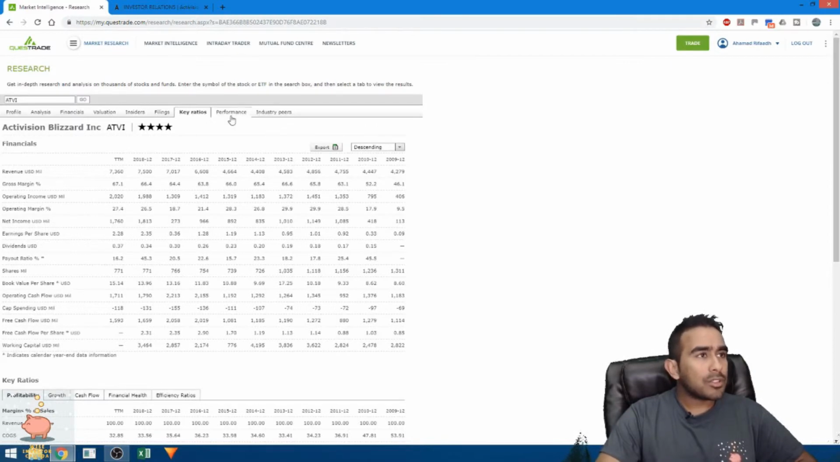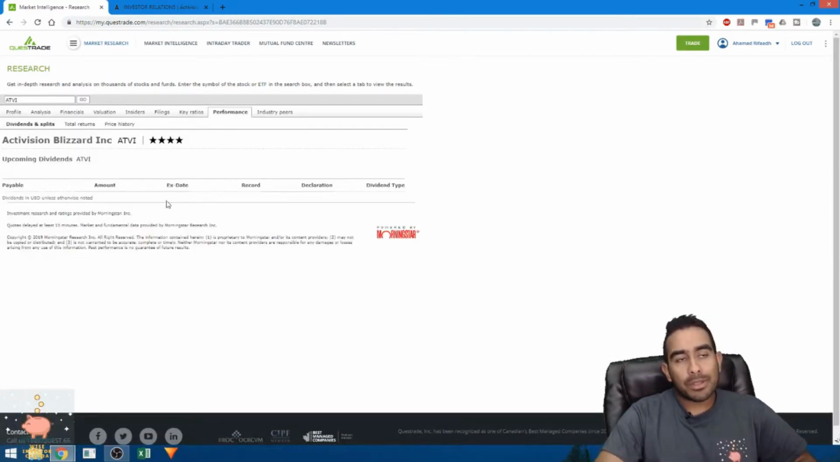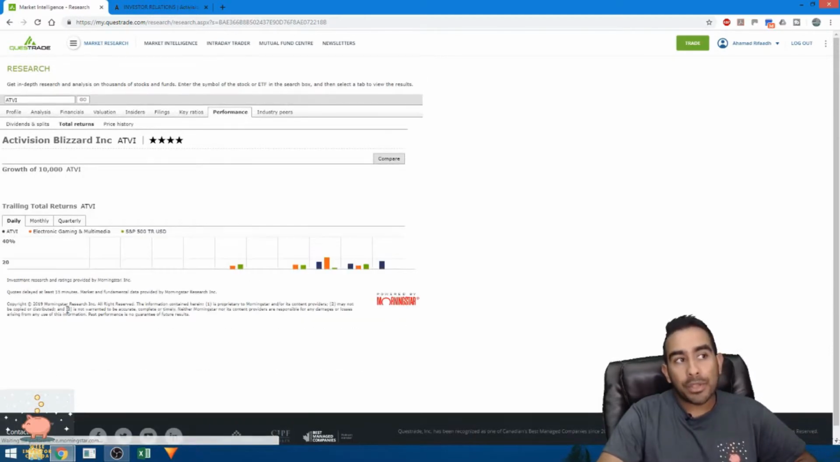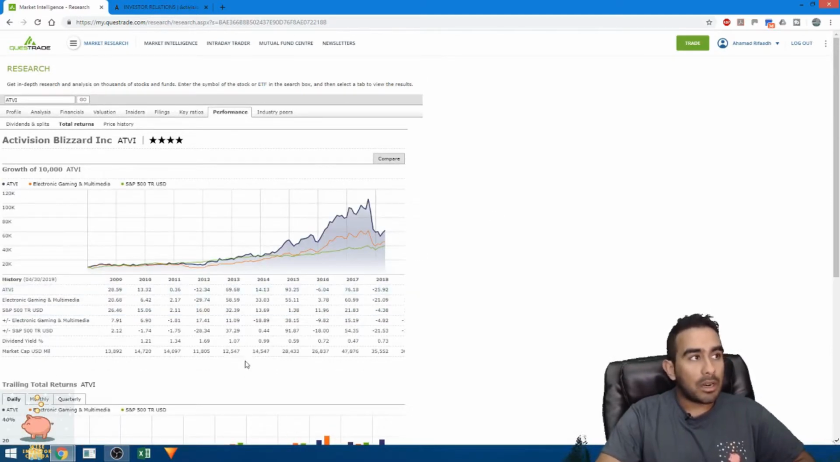And you can also see the performance. It's not that important, I would say, but it's good to know because you can see the total return. It's provided, so here's an example of it. So it's also good to know.